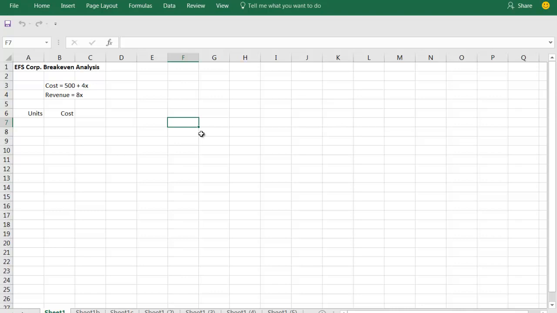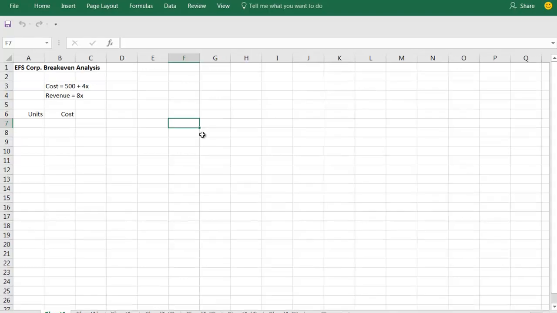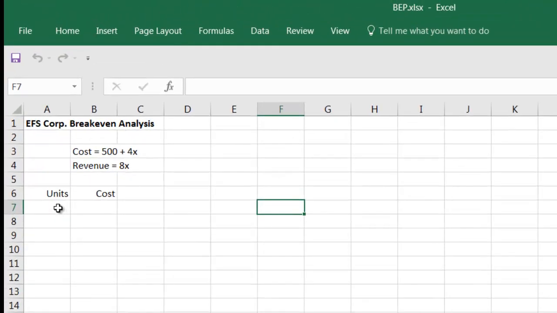Let's start our plot by constructing a scatter plot of ordered pairs. An ordered pair has an X value and a Y value. So our X values are going to be units. We can put in any values that are feasible for a production quantity. Let's say 0 units, 100, 200, 300, and so forth. That should be enough.